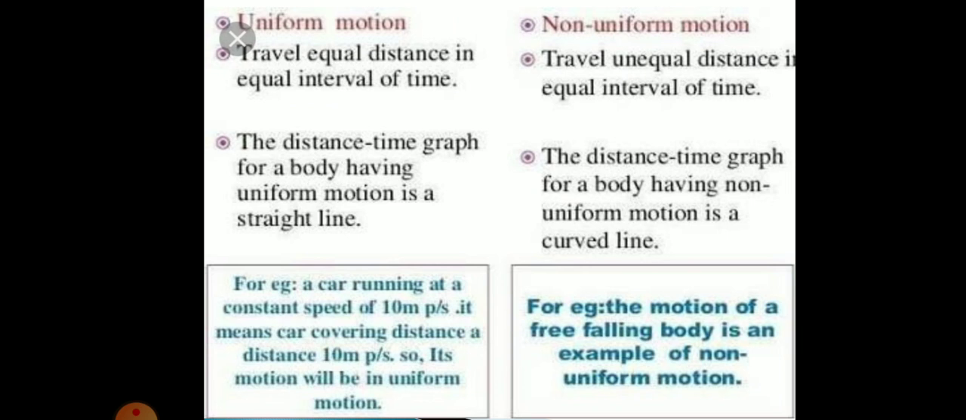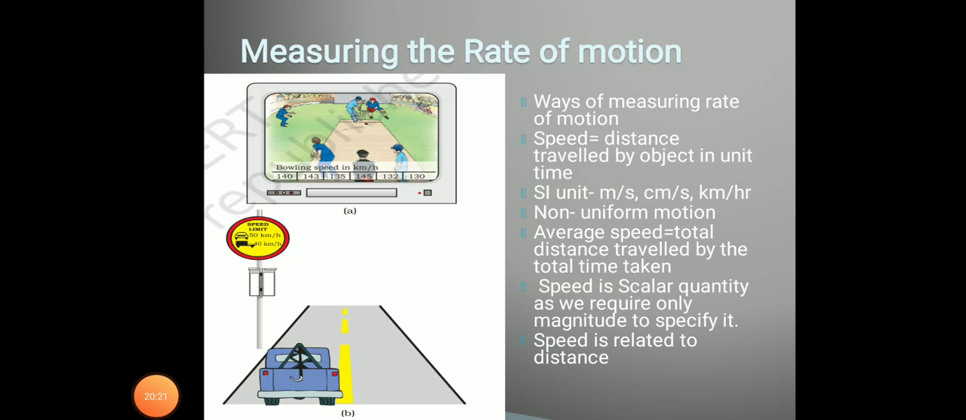Whereas the motion of a freely falling object is an example of non-uniform motion, or the motion of a vehicle being driven through heavy traffic is also an example of non-uniform motion. So we can say different objects may take different amounts of time to cover a given distance.